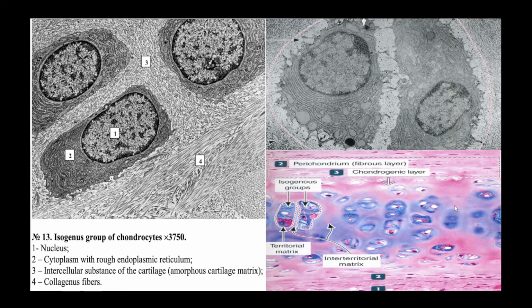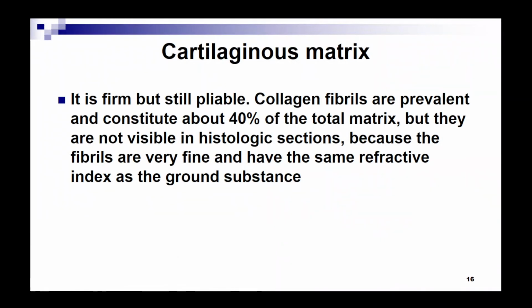As we discussed a minute ago, basophilia is a characteristic of the territorial matrix, and the interterritorial matrix is ordinarily less basophilic because it is more oxyphilic, as you have seen here. Next moment, the cartilaginous matrix. It's firm but still pliable.